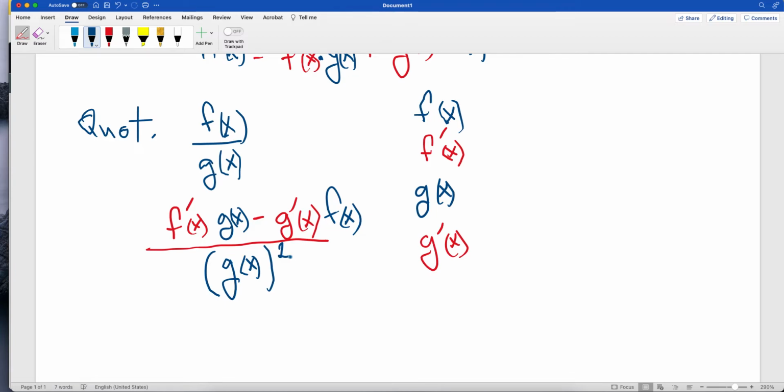So if you took it more as a product rule, which you could do, you could look at this as a product rule, but it's a little messier. So if you remember this formula, that will help you with anything that's a quotient rule. So far we good? Okay.